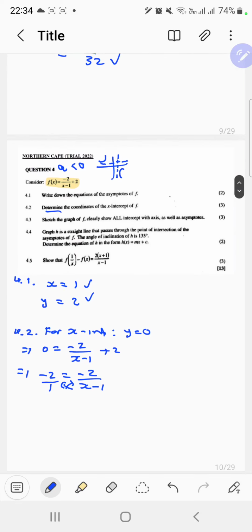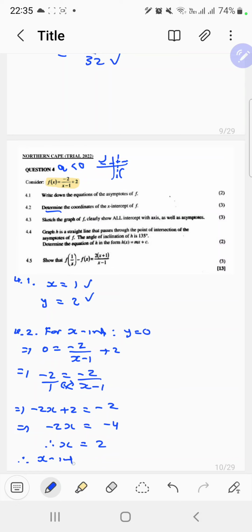Okay, I have enough space to work this out. This implies there that my 2x plus 2 is equal to minus 2, which also follows that minus 2x is equal to minus 4. Therefore, x is 2. Okay, so what is the question? Is the x-intercept. So therefore, the x-intercept is such that 2 is to 0. Great stuff. All right, that is sorted.